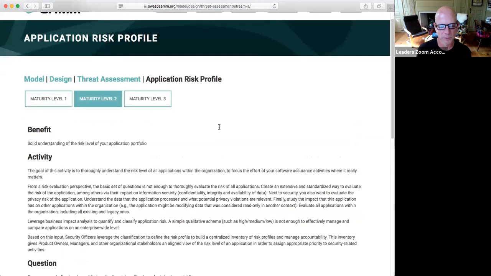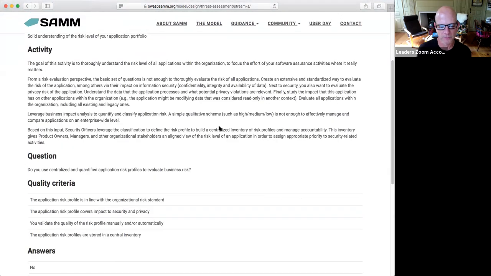Maturity level 2, this is not just you now have this inventory and you have some kind of general organizational risk, but now all of the applications within your organization are aligned with that risk standard that's been developed, and everybody kind of understands it, and that understanding is what drives the inputs to security requirements and security architecture as you're building things out.